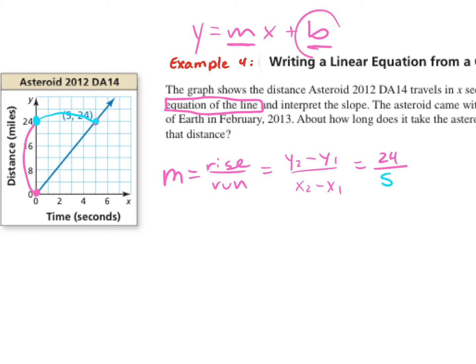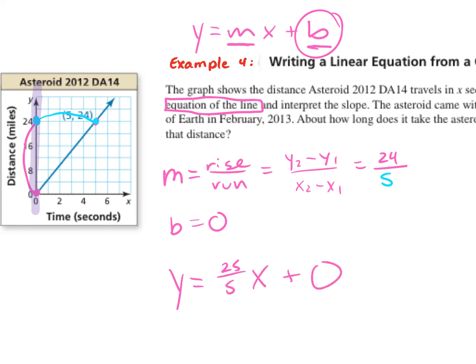Now I also need my y-intercept, my b. So remember, the y-intercept is where our graph crosses the y-axis. So where do we cross the y-axis? At 0. So my b is 0. So I plug everything in. I have y is equal to, my slope is 24 over 5 times x plus 0.